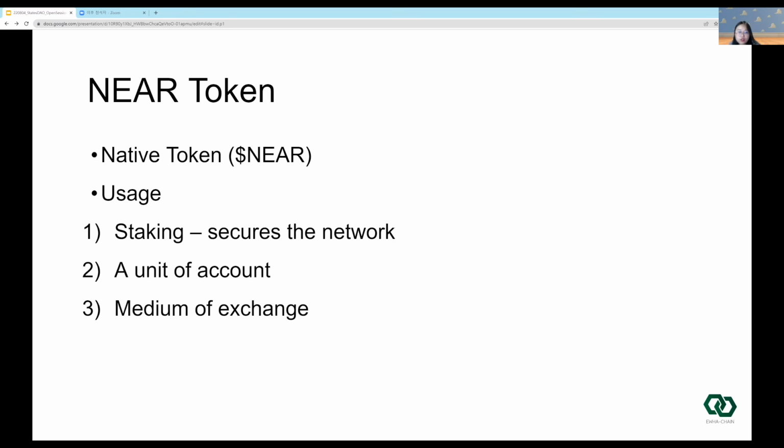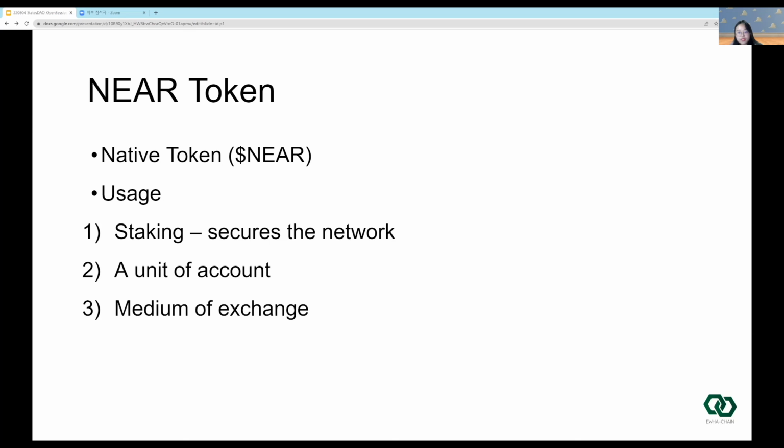NEAR is the native token used in the NEAR protocol. It has multiple use cases. First, NEAR secures the network through staking. NEAR is a proof of stake network, which means that resistance from various attacks comes from staking NEAR. Staked NEAR represents the decentralized infrastructure of servers that maintain the network and process transactions for applications and users on NEAR. Rewards for providing this service are received in NEAR. Second, NEAR provides a unit of account.